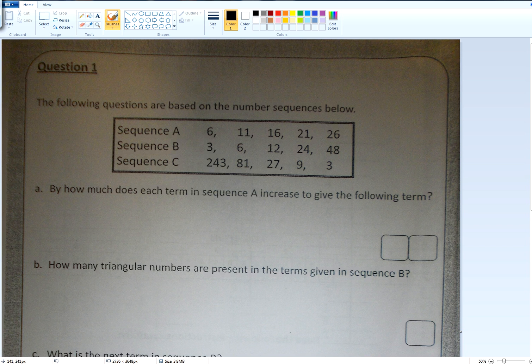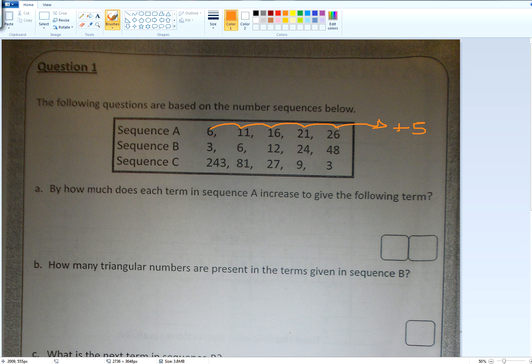The following questions are based on the number sequences below. How much does each term in sequence A increase to give the following term? So they want to know what the increase is between these numbers, and the answer here is 5. It increases by 5 each time.